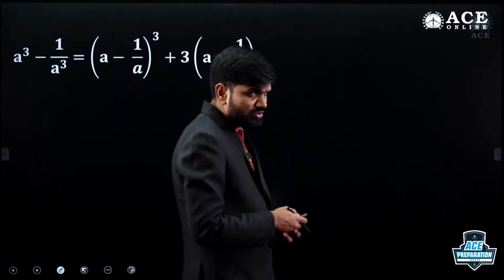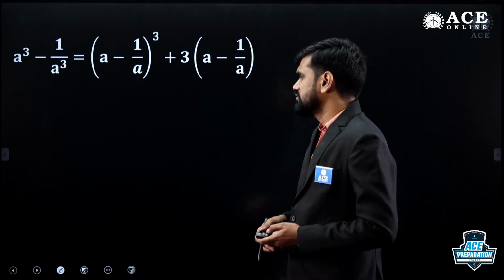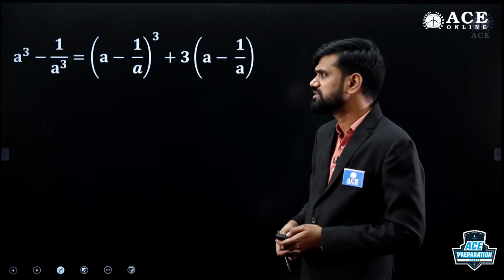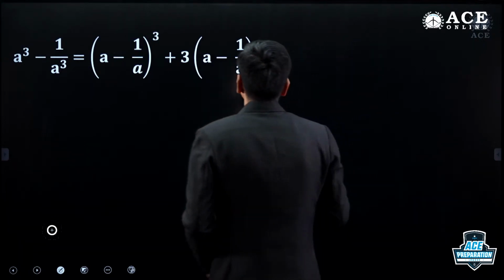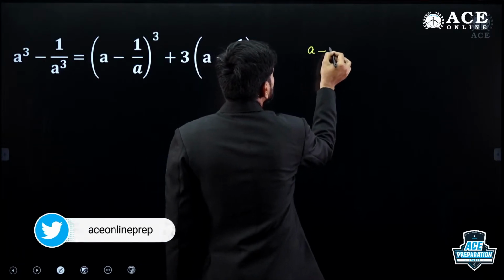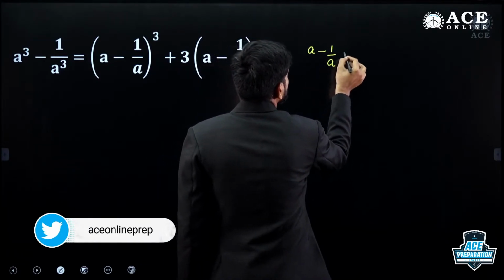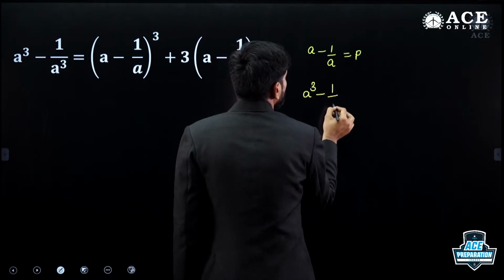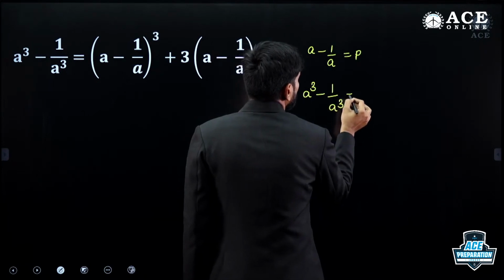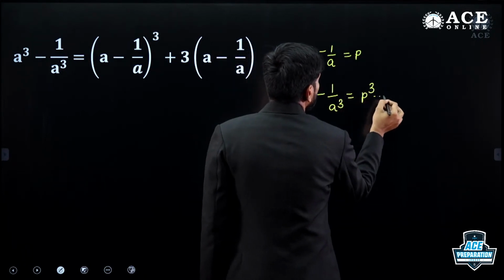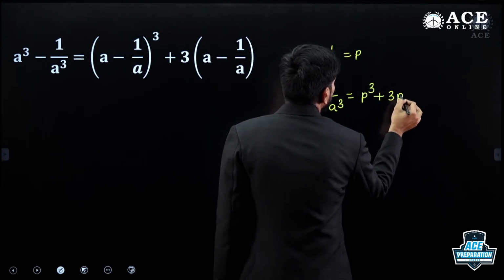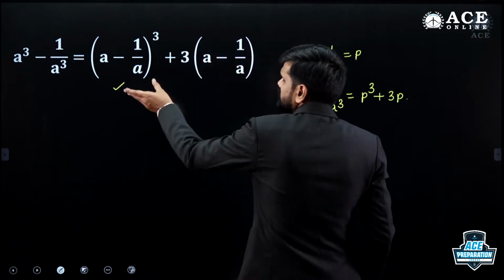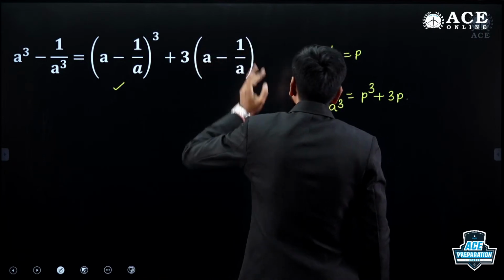Next, a cube minus 1 by a cube I am trying to go for. This I have derived from a minus 1 by a whole cube logic. So what they do is, they will give you a minus 1 by a value. If a minus 1 by a is equal to p, then a cube minus 1 by a cube will be equal to p cube plus 3p, right? So in place of a minus 1 by a, you put p here. This will become p cube plus 3 into p.